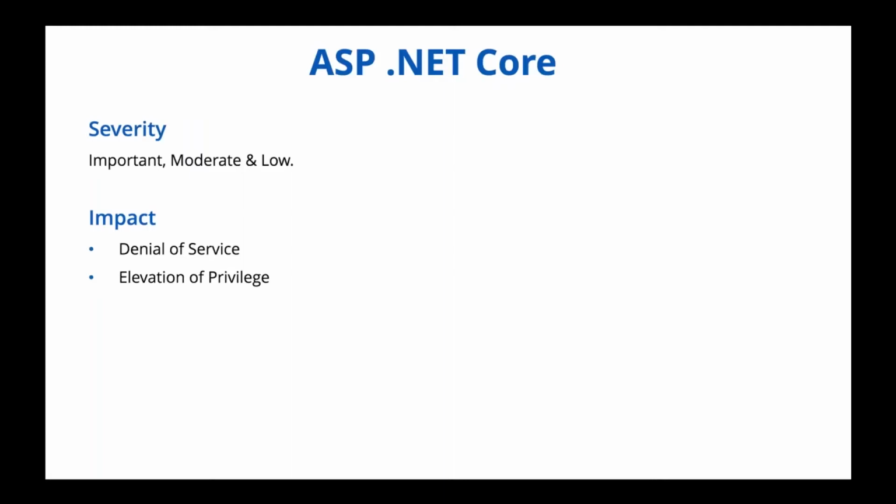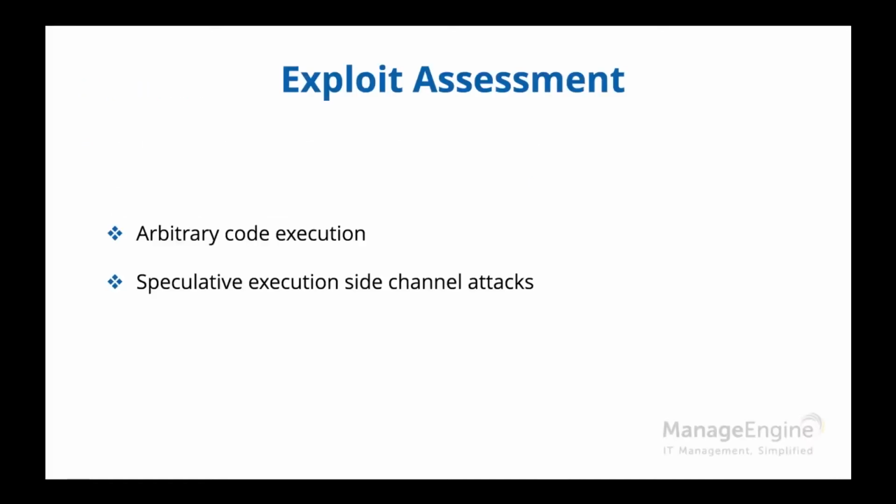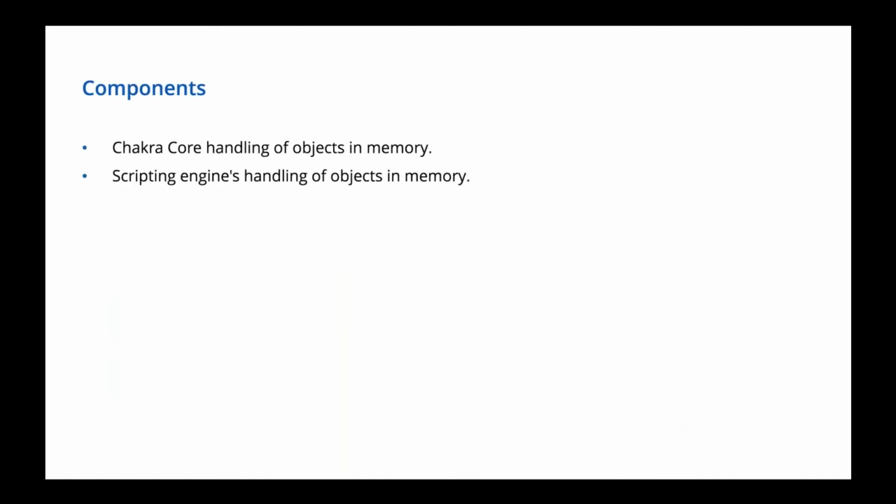ASP.NET Core. We have two impacts here: denial of service and elevation of privilege. The severities are again important, moderate, and low. So we have the list of CVEs and components. The component that will be corrected is how a custom web application validates a web request. Arbitrary code execution and speculative execution side channel attacks are the two exploits.